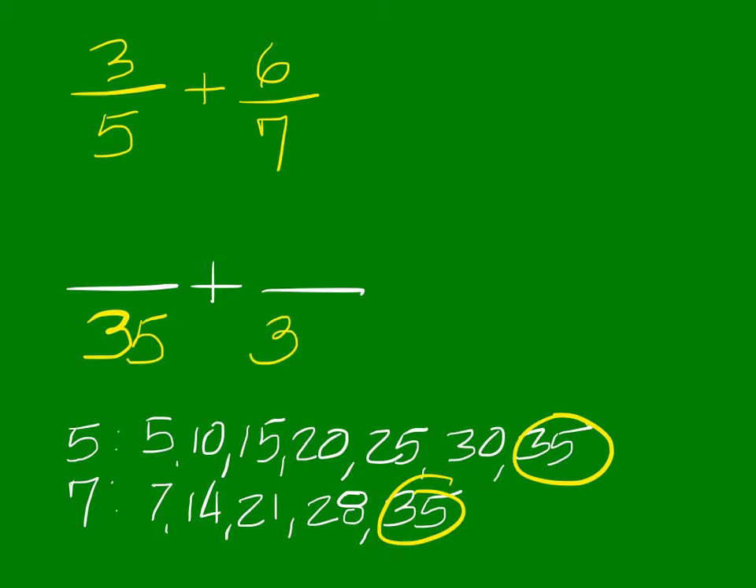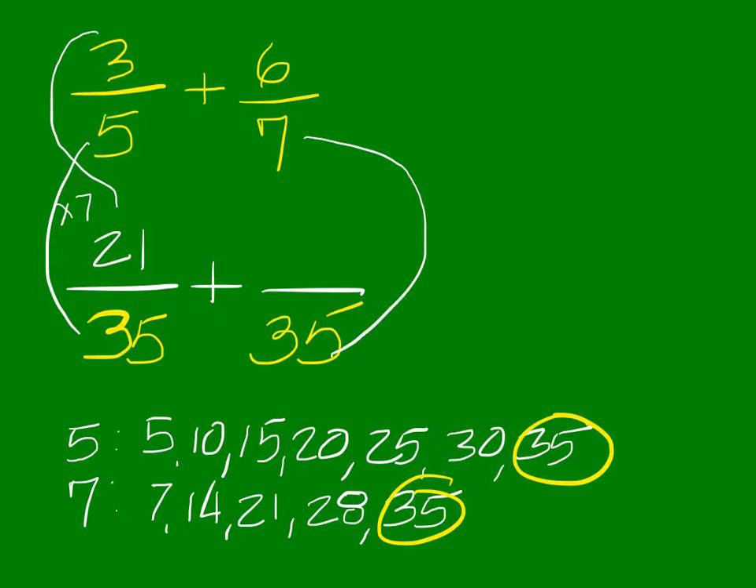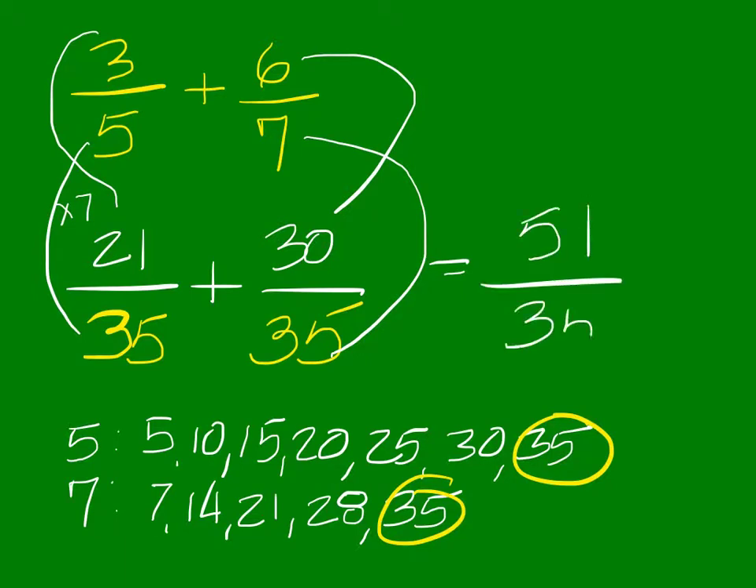Alright, it's 35. So what would I be multiplying 5 by to get 35? 7. So if I'm multiplying by 7 there, I have to do the same thing to the 3. 3 times 7 is what? 21. What am I doing here? Multiplying by 5, so I have to do that to the 6 and get what? 30. Add the tops to get 51. 51 over 35.